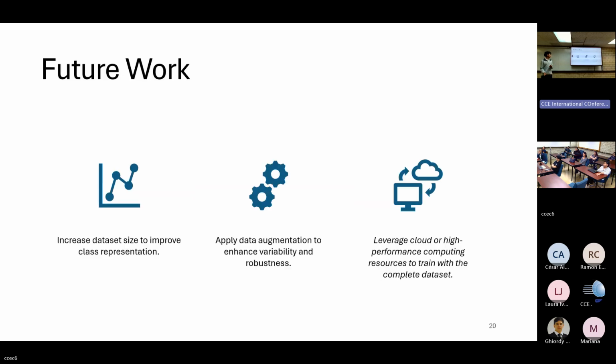So for future work, we recommend increasing the dataset size to improve class representation, which is related to the third point, which is to leverage cloud or high performance computing resources to train on the complete dataset. Also, apply data augmentation to enhance variability and robustness.